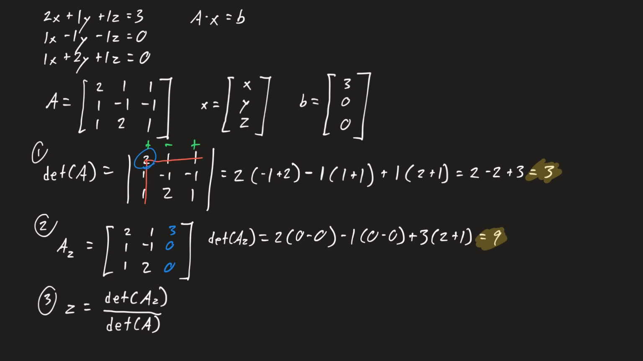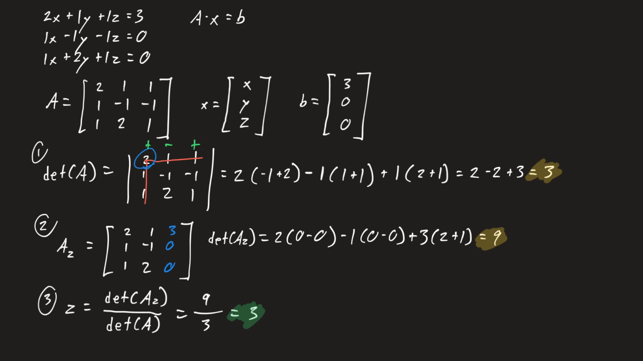So all we have to do is just plug in the numbers. The determinant of A sub z, as we found out, is 9. And the determinant of A is 3. So that tells us what? 3. So that tells us, okay, well, we just found the answer. We know what the unknown variable z is. It's 3. And that's it. That's all there is to it.